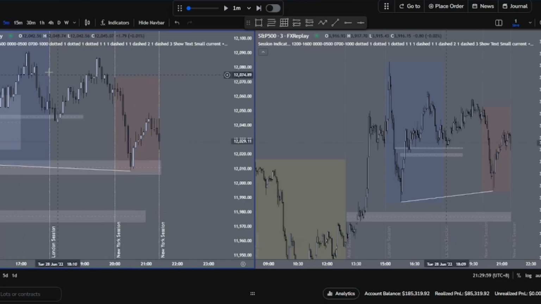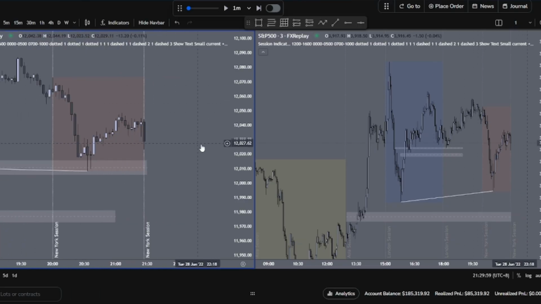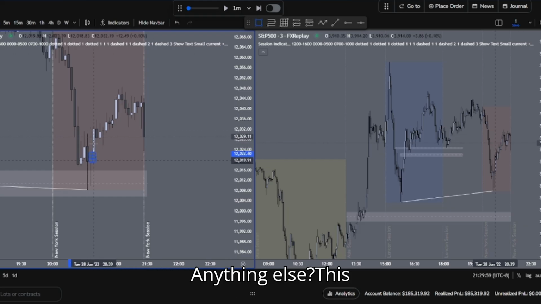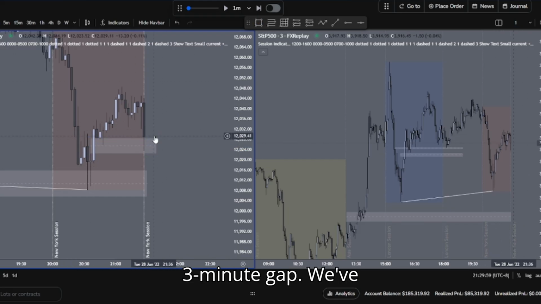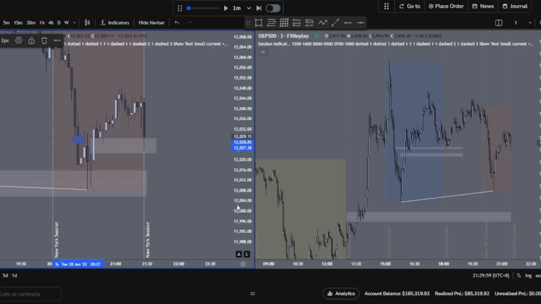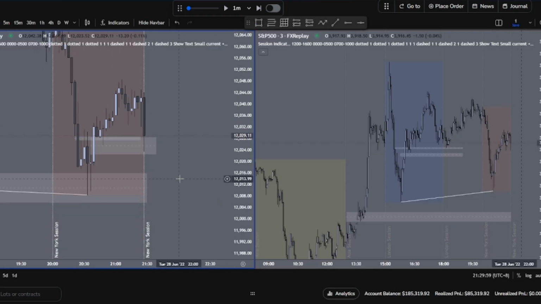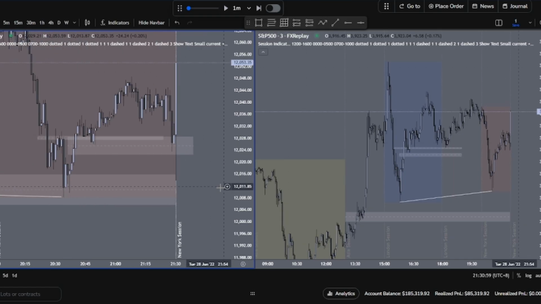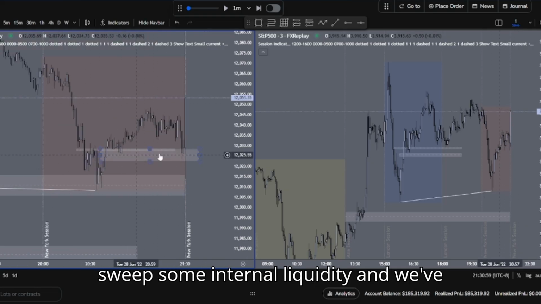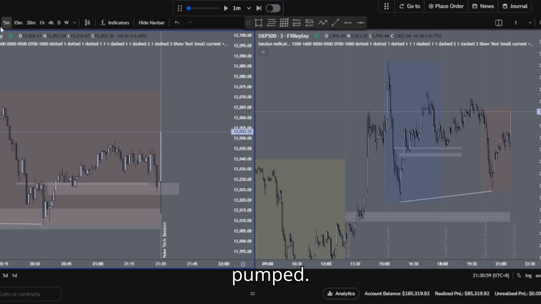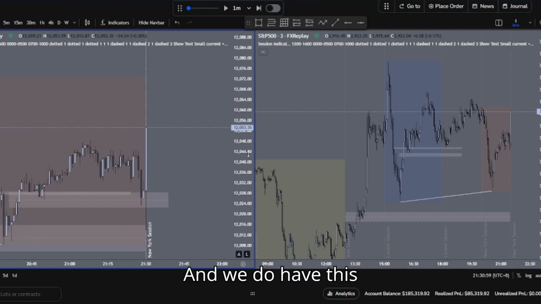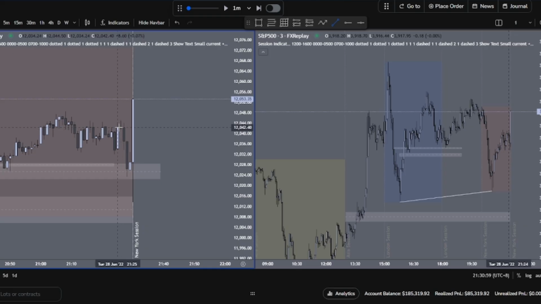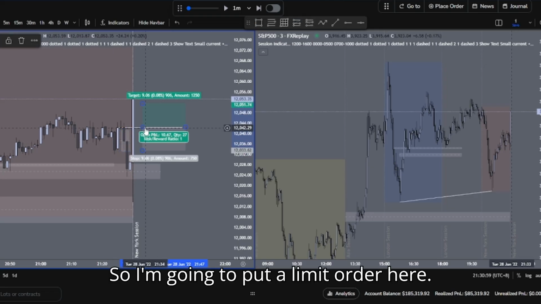And anything else? This 3-minute gap. We've already inversed this 3-minute gap. Okay, market open. We retap into the gap, sweep some internal liquidity, and we've pumped. And we do have this CISD and these gaps getting inversed. So I'm gonna put a limit order here.